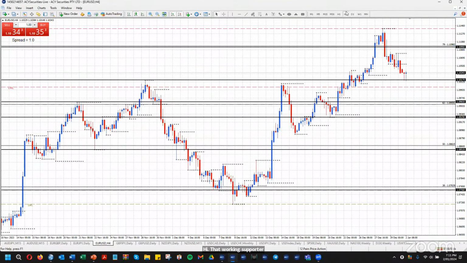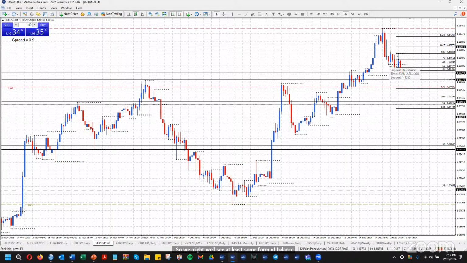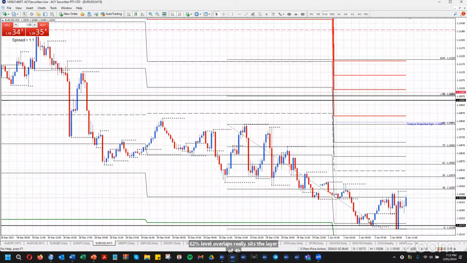And you can see 2 4-hour candles there hitting and rejecting. So we may well see at least some form of bounce within this maybe 4-hour range. 62% level overlaps with this little area of 4-hour resistance at 110.55 to the 15. So selling off nicely last week. I'd be inclined to try and trade down with that sell-off we saw last week.